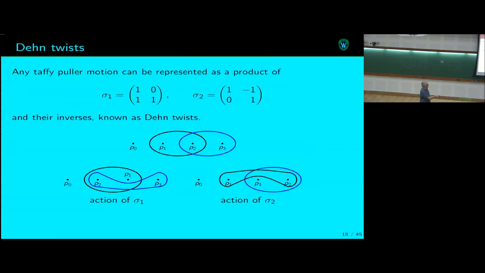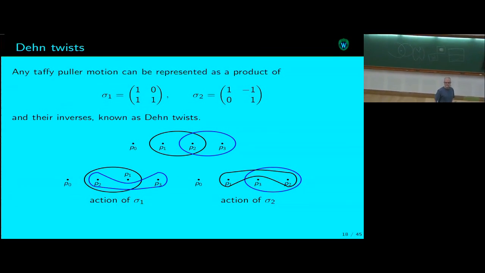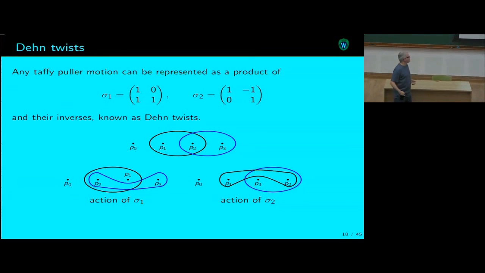And so then I can just take products of these matrices to generate any possible taffy puller motions. Because actually it is known that these matrices generate the entire group SL2Z. So any element of SL2Z can be written as a product of these 2 matrices and their inverses. Okay, so there's some nice algebra that you can exploit here to be able to do this.